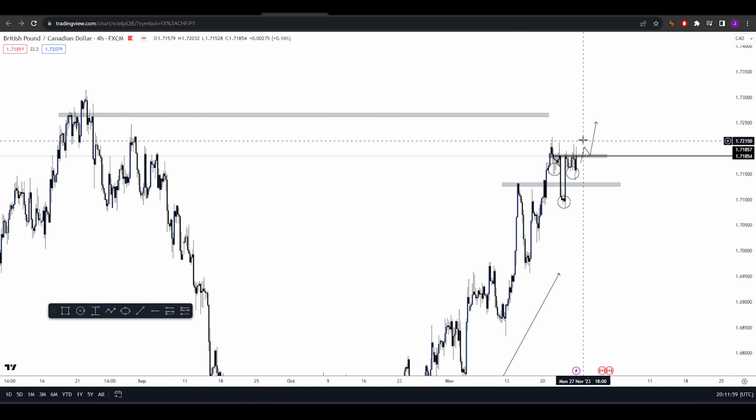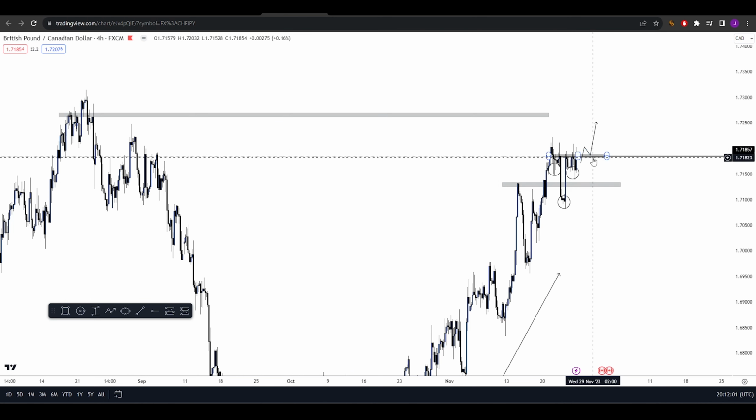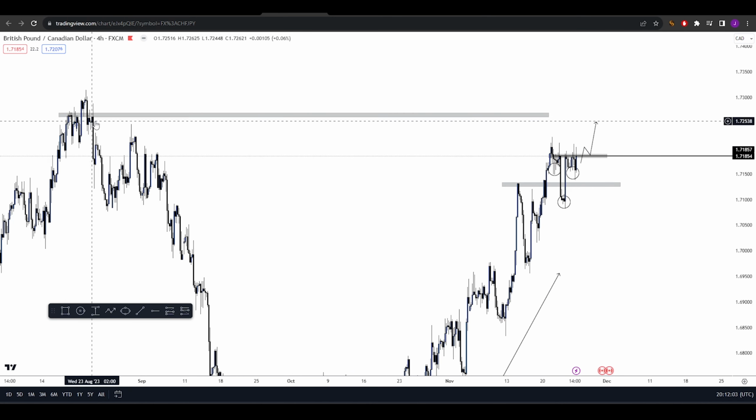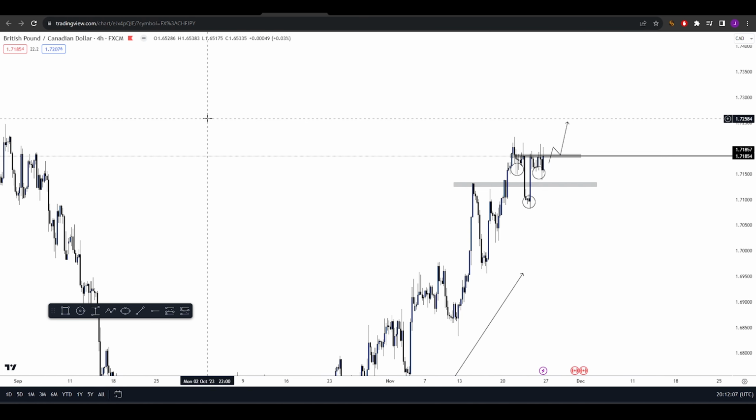If price does break this level, come back, retest this level, and we get a rejection, I'm aiming for these highs up in here. So that's GBP CAD in a nutshell, nice and simple.